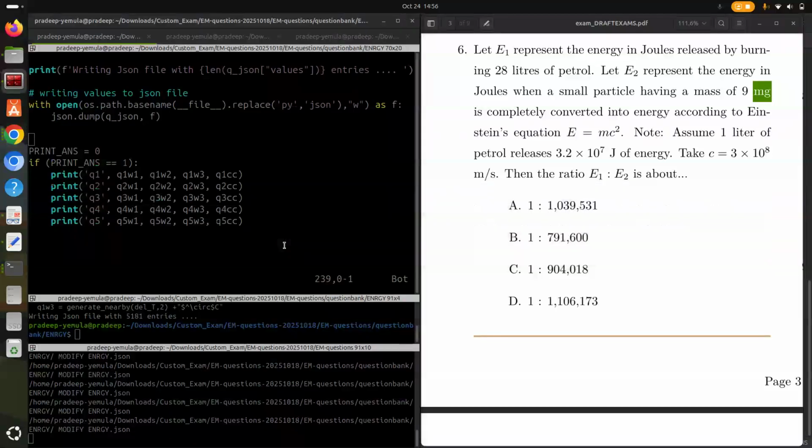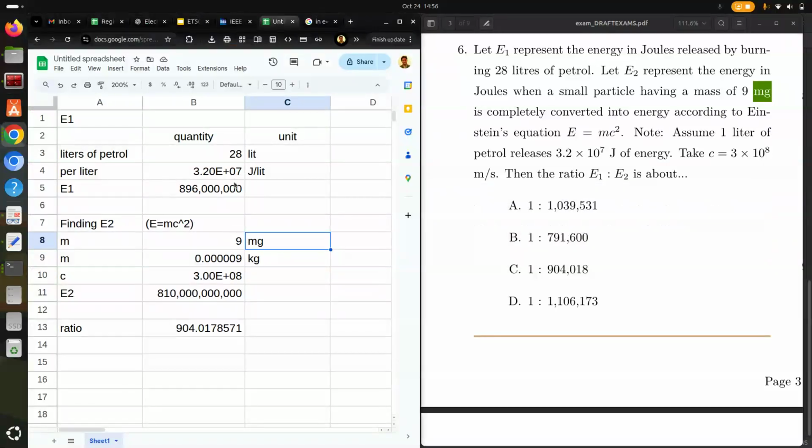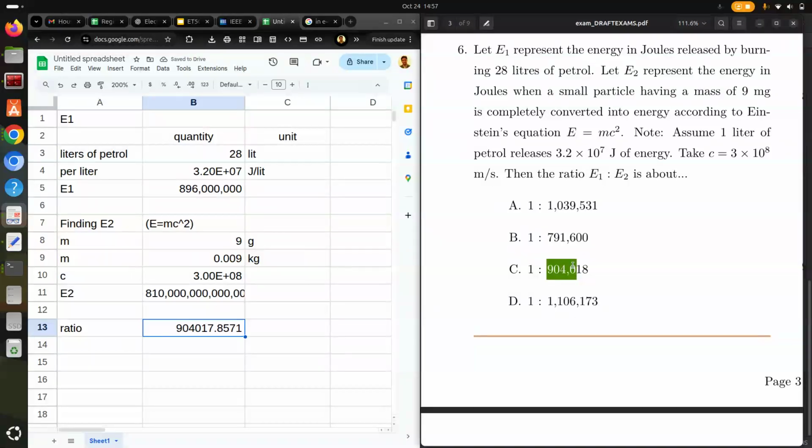Okay. So then if I make it 9 grams, then this will be G and this will become divided by 1000, and then our ratio will become 904. So this is the answer that is coming. So the only thing that I need to do is remove the milli in the question. Okay. So this solves the first question.